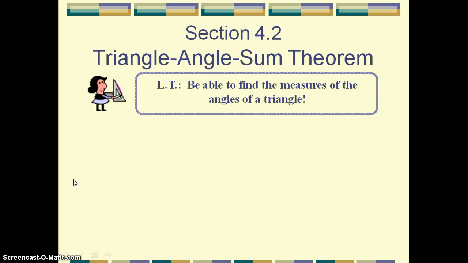Hi class, this is section 4.2 Triangle Angle Sum Theorem. Our learning target for today is that we will be able to find the measures of angles of a triangle.